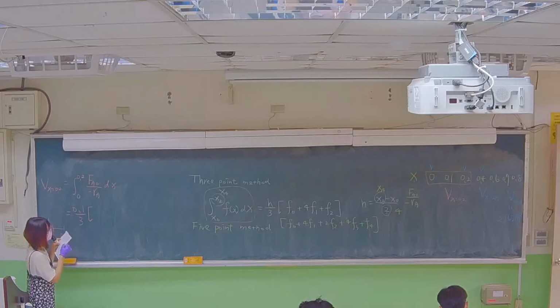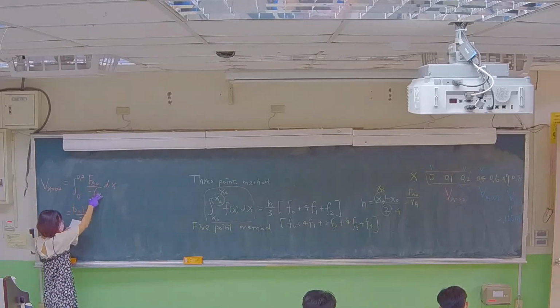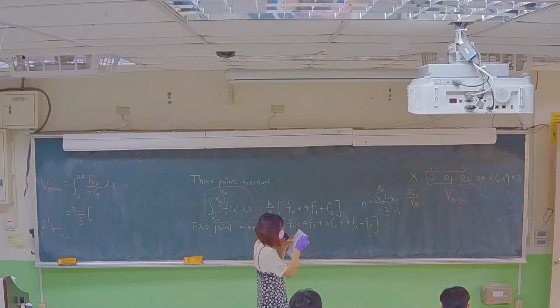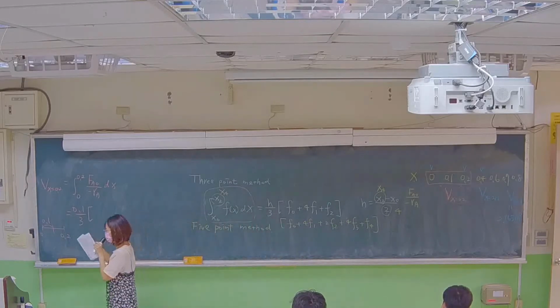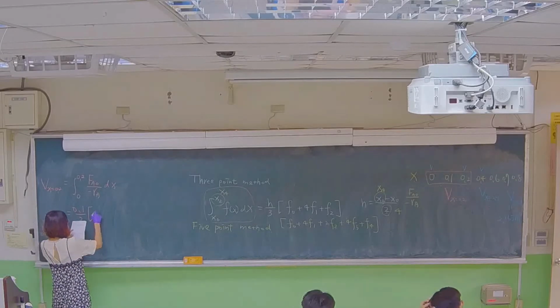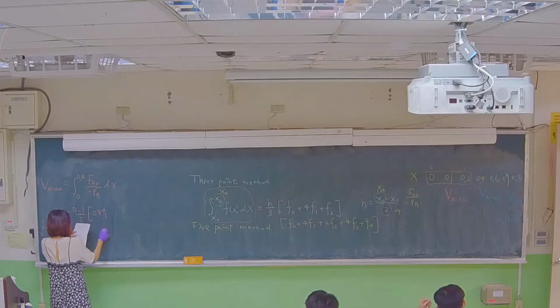F0 means the least value at x equal to 0, right? So check the table. Check the table. The data is from the table. So this value is 0.89.